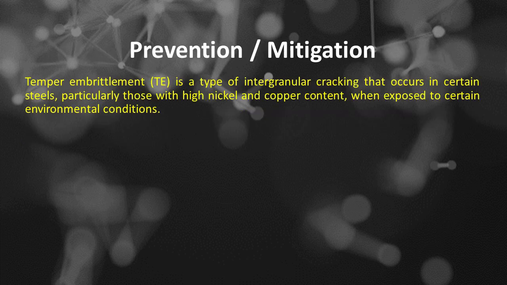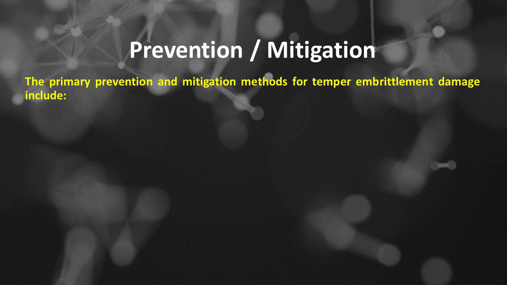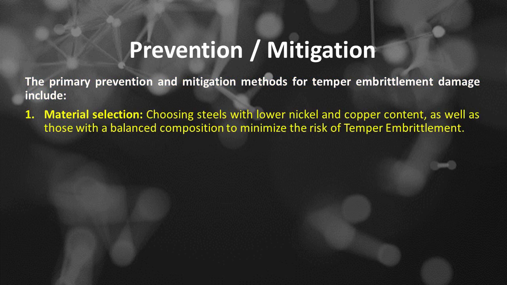Temper embrittlement is a type of intergranular cracking that occurs in certain steels, particularly those with high nickel and copper content, when exposed to certain environmental conditions. The primary prevention and mitigation methods for temper embrittlement damage include: Number 1 is material selection, choosing steels with lower nickel and copper content, as well as those with a balanced composition to minimize the risk of temper embrittlement.